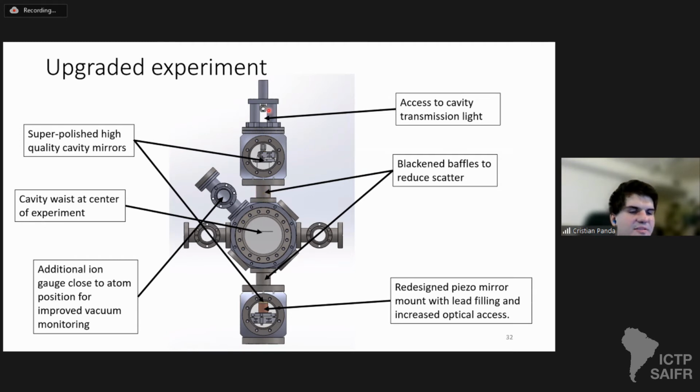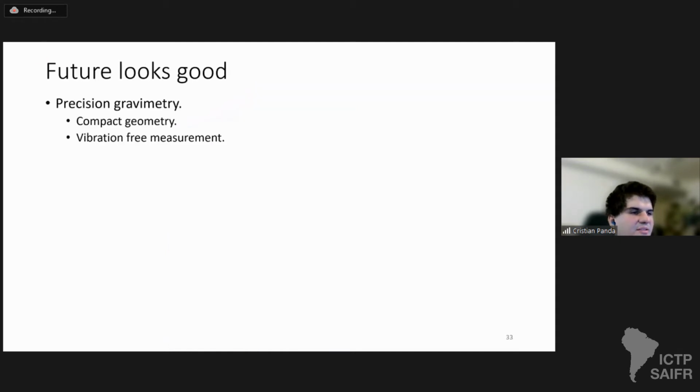And we also have optical access to transmission from our cavity, which we can use to monitor the profile of the optical beam while in our cavity. In addition, we have made significant improvements to the vacuum system, which should allow us to diagnose it further. So we hope that these experiment upgrades will allow us to achieve even longer coherence times with increased arm separations. And with this increased sensitivity, the future looks good.